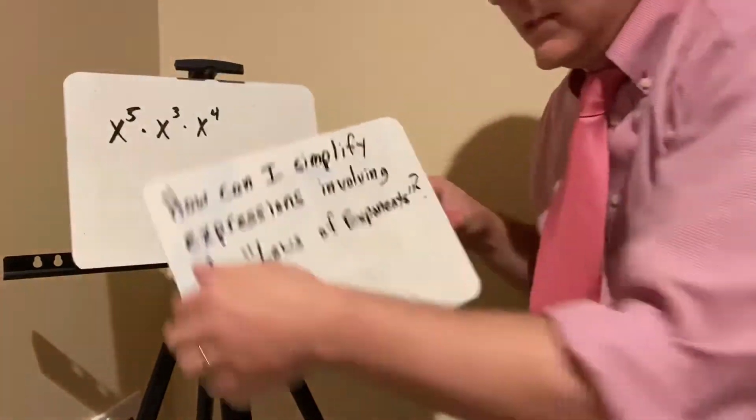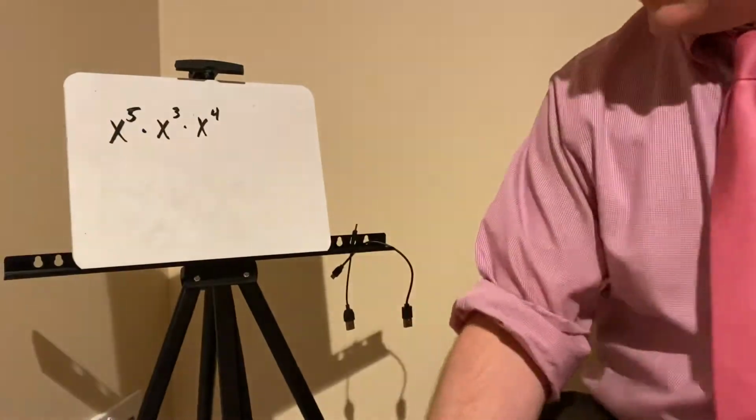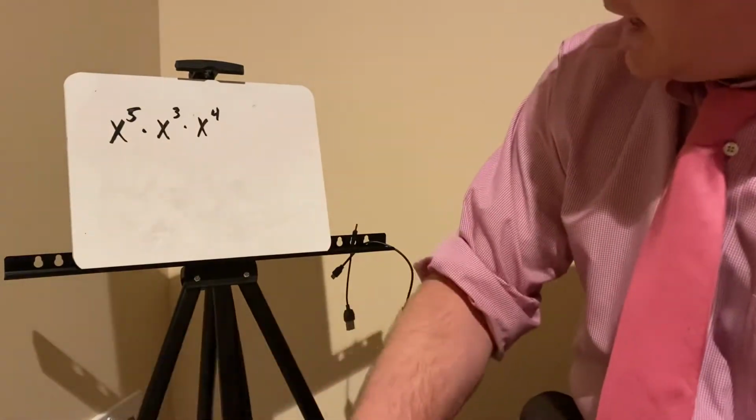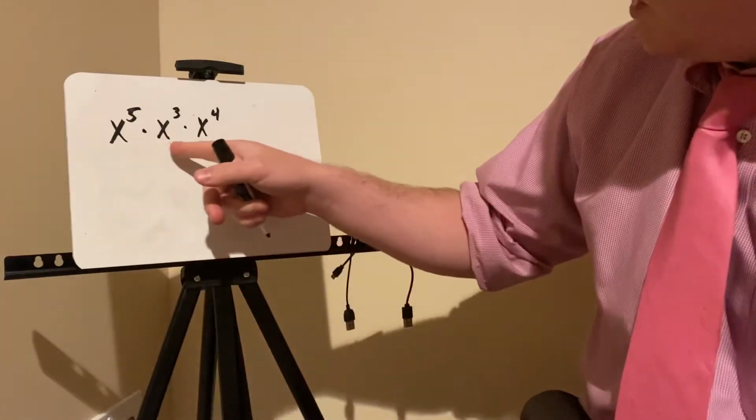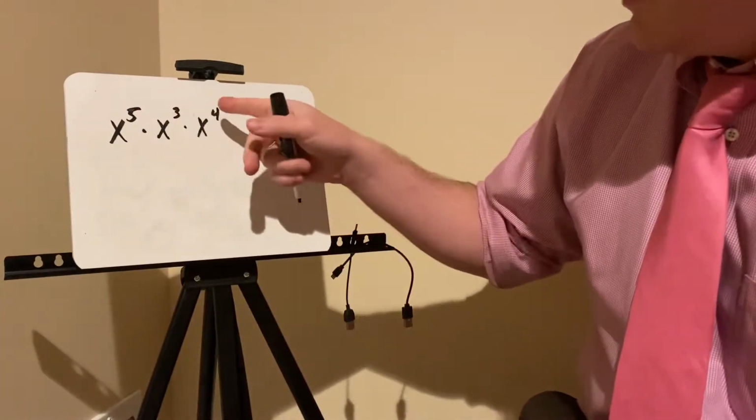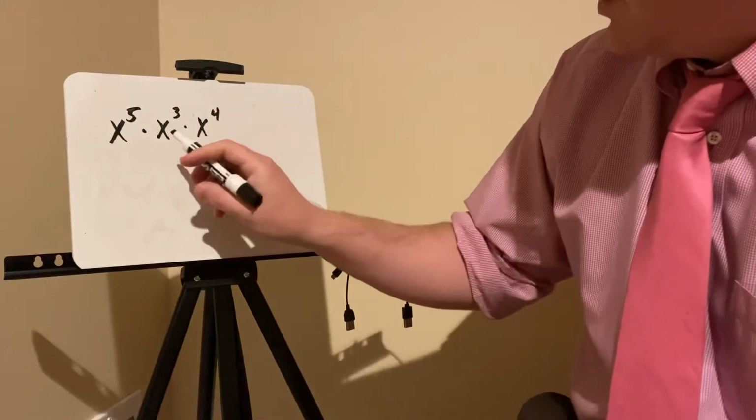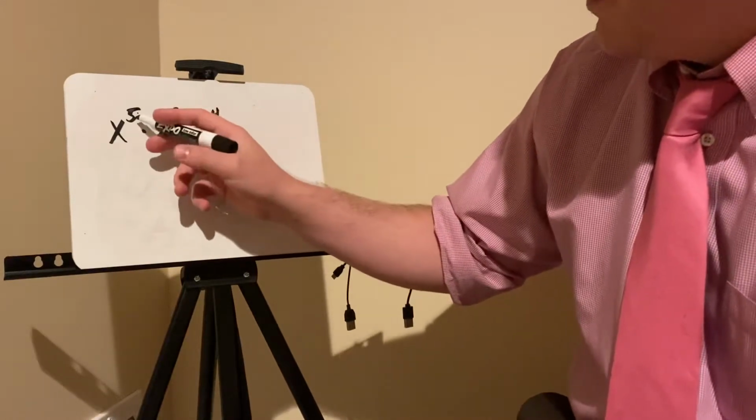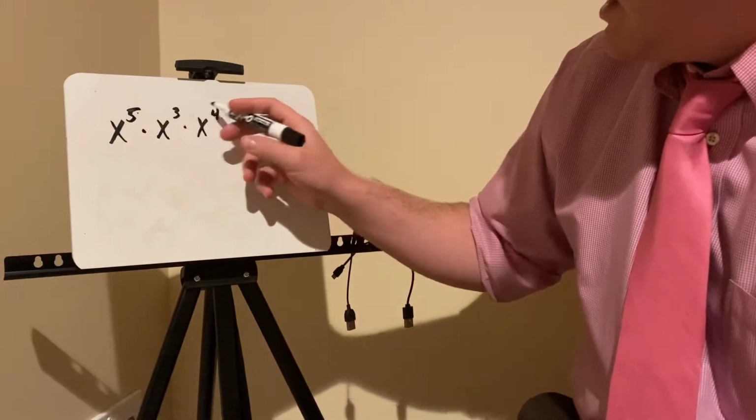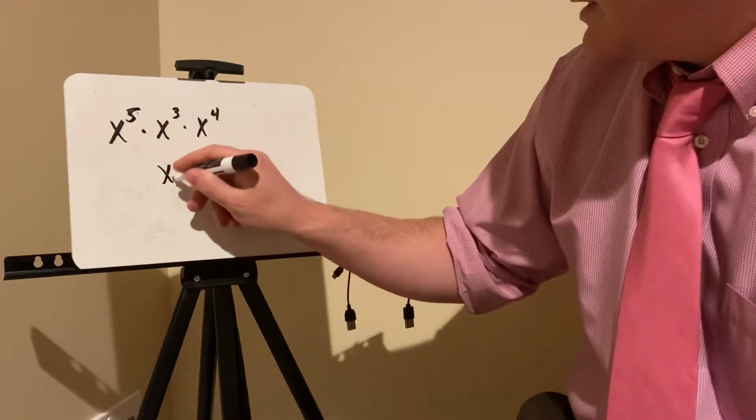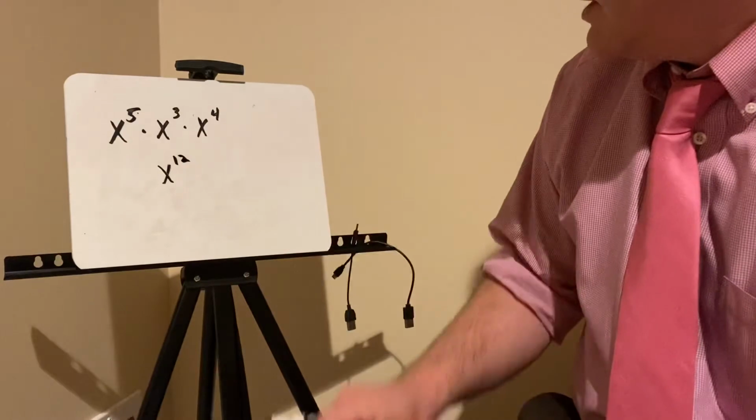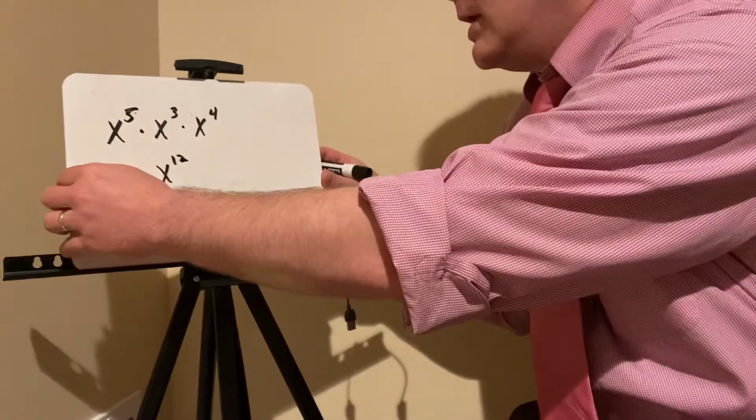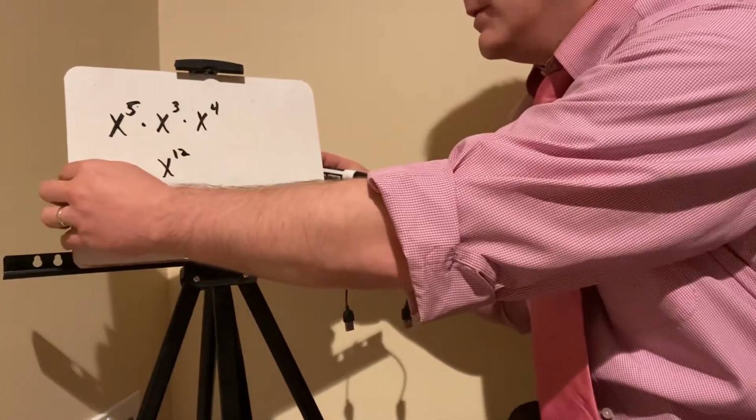All right. So this first expression is simply looking at the same base, and you're multiplying the same base with different exponents. So what you do is you just add your exponents together. So 5 plus 3 plus 4. 5 plus 3 is 8. 8 plus 4 is 12. So this is equal to x to the 12th. So that's how that law of exponents works. That's called the product of powers.